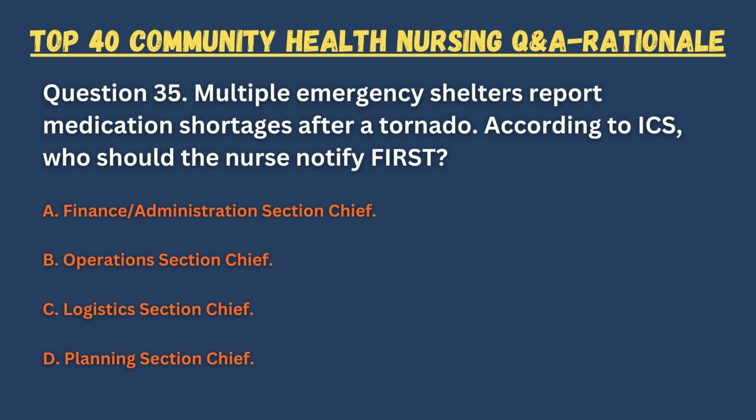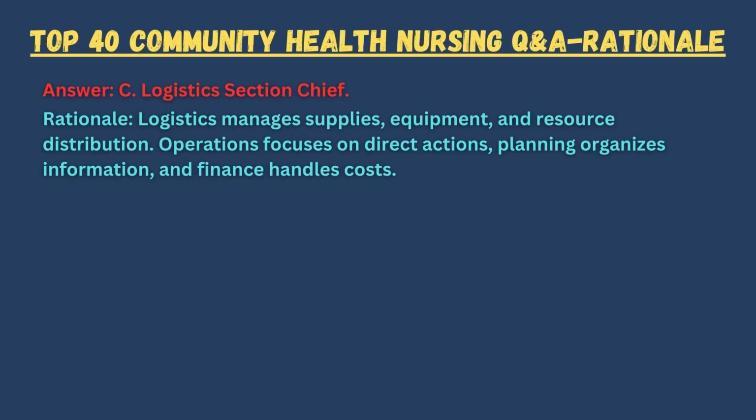Question 35. Multiple emergency shelters report medication shortages after a tornado. According to ICS, who should the nurse notify first? A. Finance or Administration Section Chief. B. Operations Section Chief. C. Logistics Section Chief. D. Planning Section Chief. Answer: C. Logistics Section Chief. Rationale: Logistics manages supplies, equipment, and resource distribution. Operations focuses on direct actions. Planning organizes information, and finance handles costs.